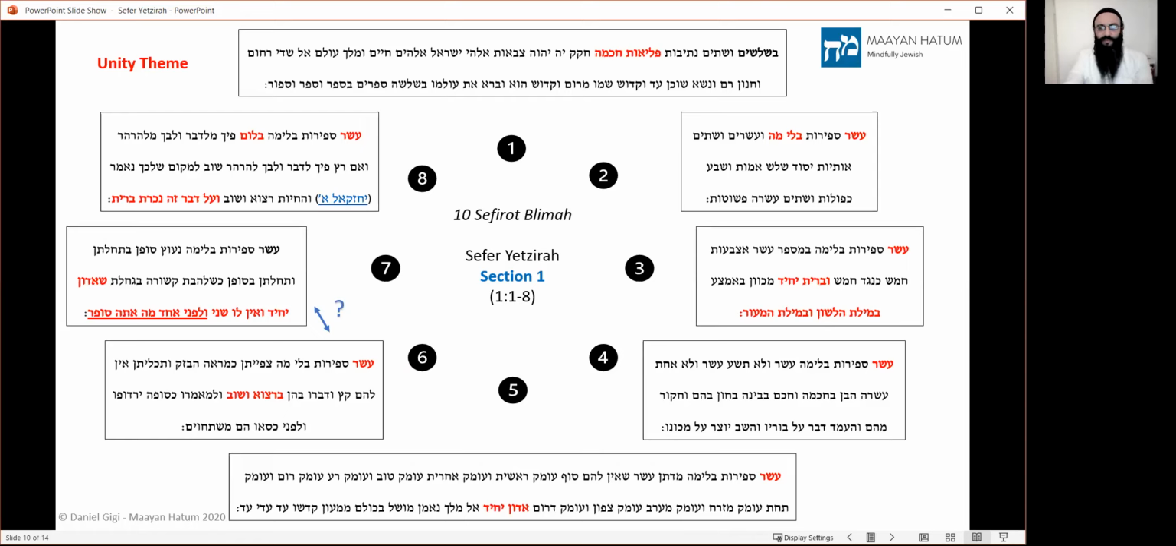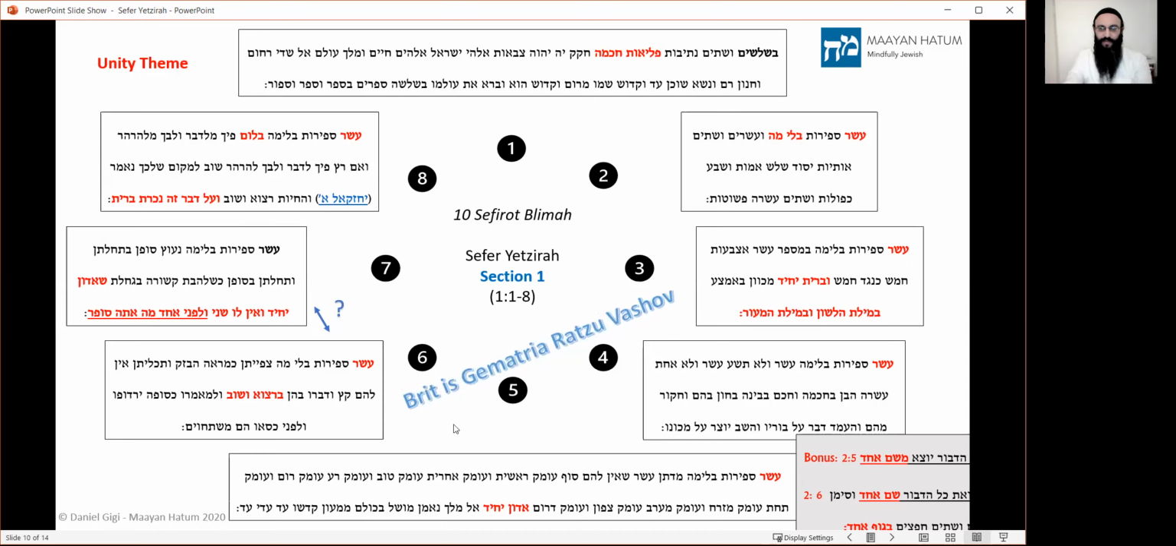Oh, hold on a minute! I just realized that it's paused, so you can't see that visual. Let me unpause it, and you can see the visual. There you go. Bonus. You can't see all of it, but you'll see it when we look at the next sections. And here it is. A good use of time that one was. Brit is gematria Ratzo Vashov.